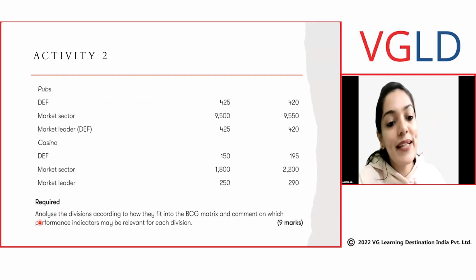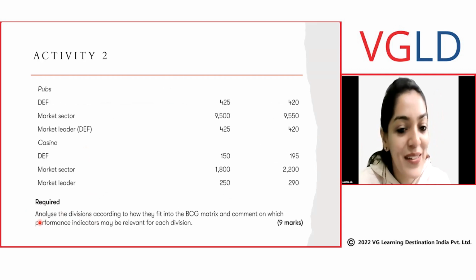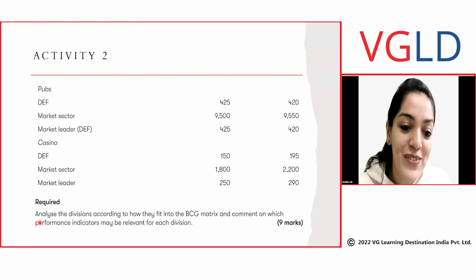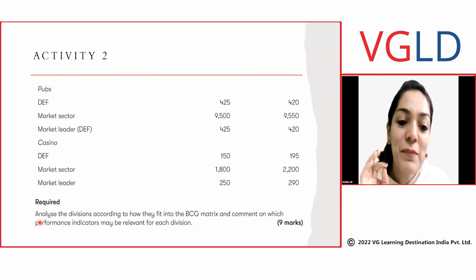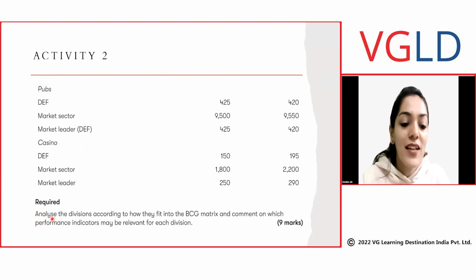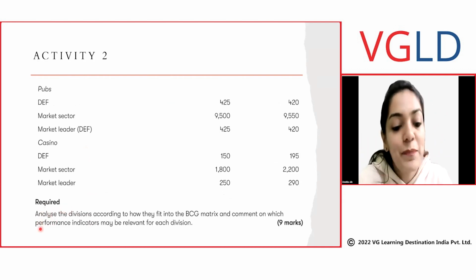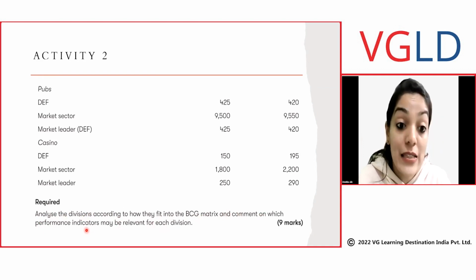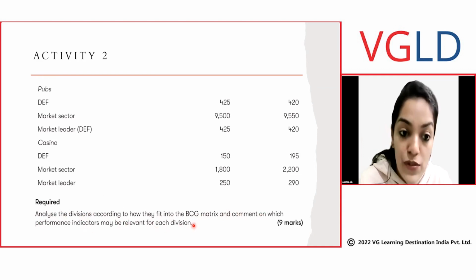Just reading this question as a story won't help, right? I'm going to deliberately make mistakes sometimes, and I might genuinely make the mistake of starting to read the question directly. Please stop me and tell me, ma'am, to read the requirement first. Okay. So the requirement, what is it? Analyze the divisions according to how they fit into the BCG matrix and comment on which performance indicators may be relevant for each division. So there are 2 parts in this question.